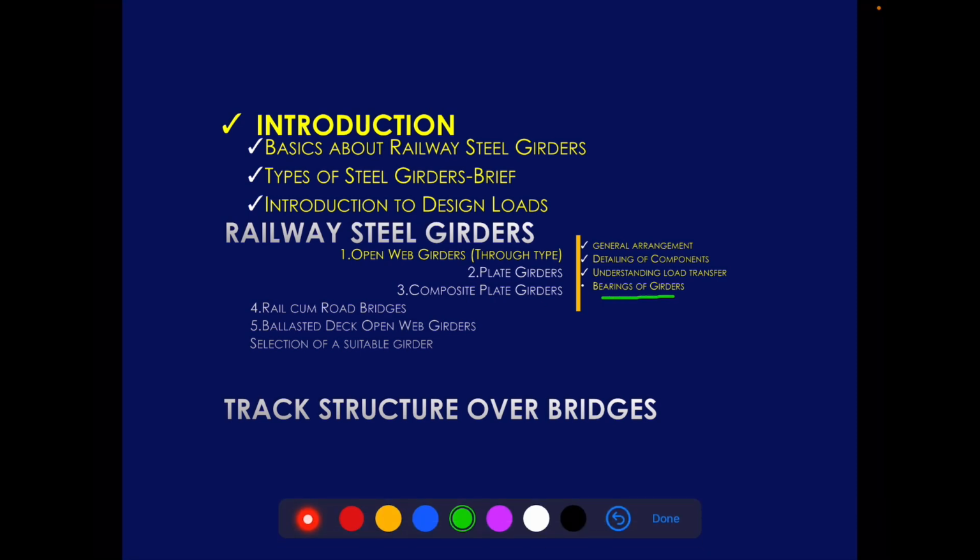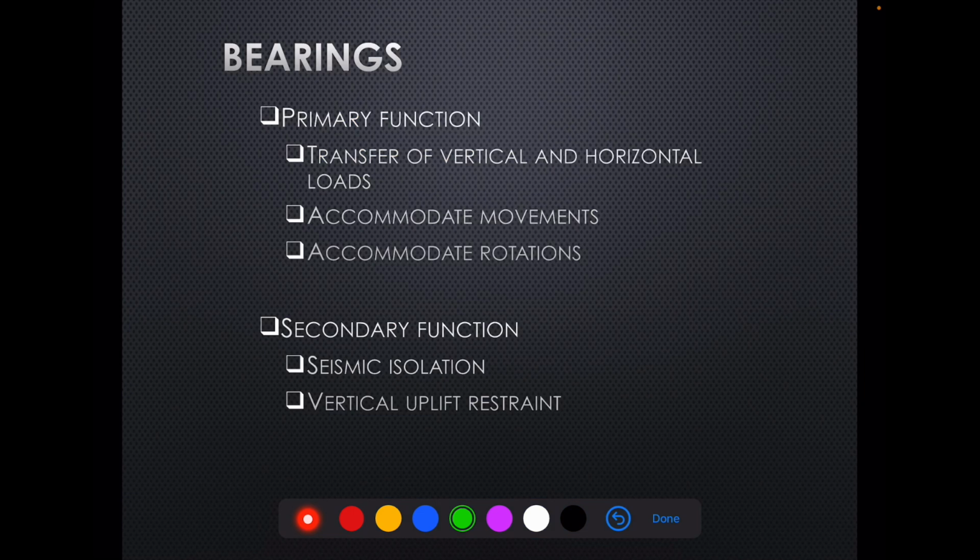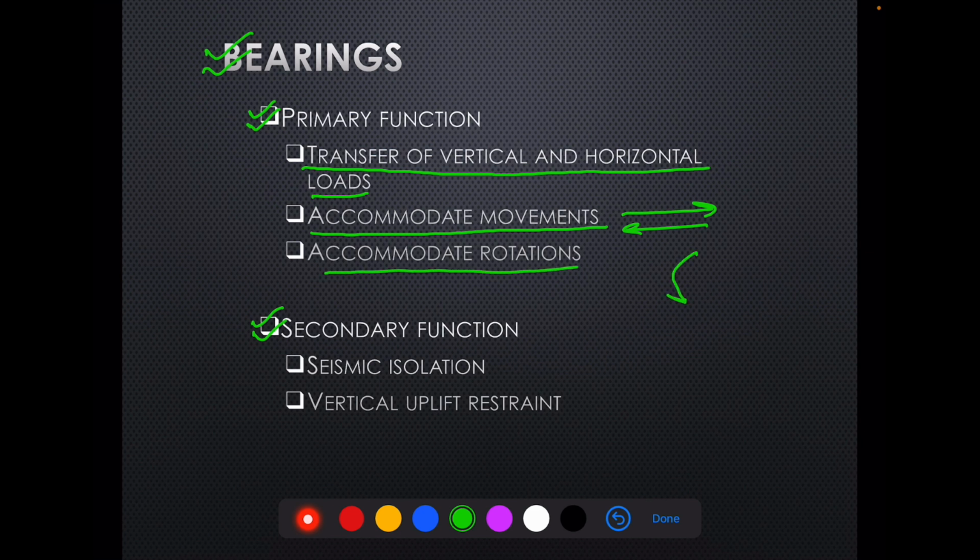So let's start the topic of bearings of open web girders. Since we are introducing the topic of bearings for the very first time, let's begin with some basics. There are some primary functions of the bearings and some secondary functions. Primary functions include, number one, transferring the vertical and horizontal loads; number two, accommodating movements; and accommodating rotations. And there are some secondary functions like seismic isolation and vertical uplift restraint.